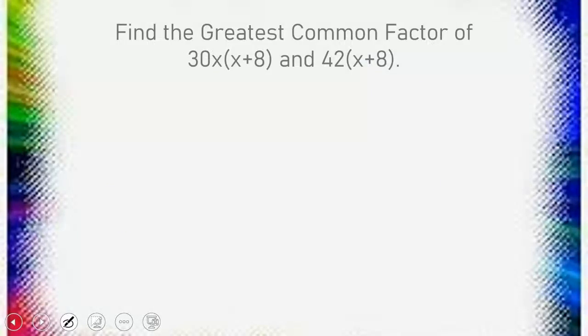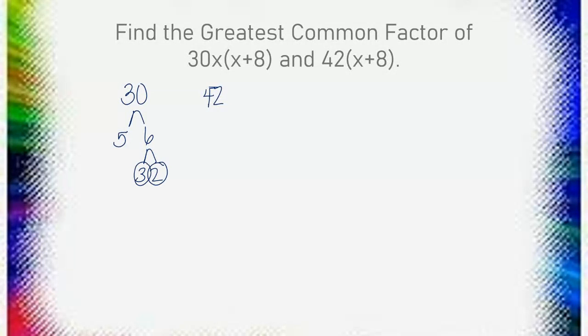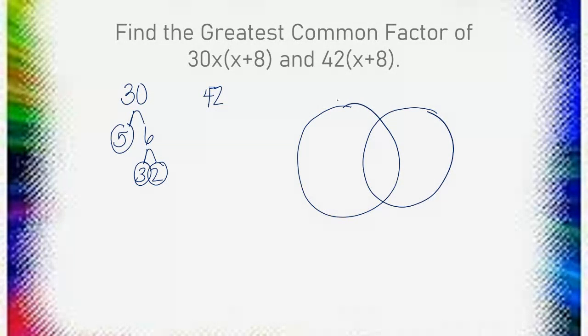Let's try another one. So here we want to find the greatest common factor of 30x plus 8 and 42x plus 8. I'm going to make a factor tree for 30 and for 42 to get us our factors here. So I've got 2, 3, 5, and I'm going to just put them all together into one Venn diagram while I am doing this, and we'll see how that goes. And then I'm going to make a factor tree for 42. I know that's 6 times 7. 6 is 2 and 3.